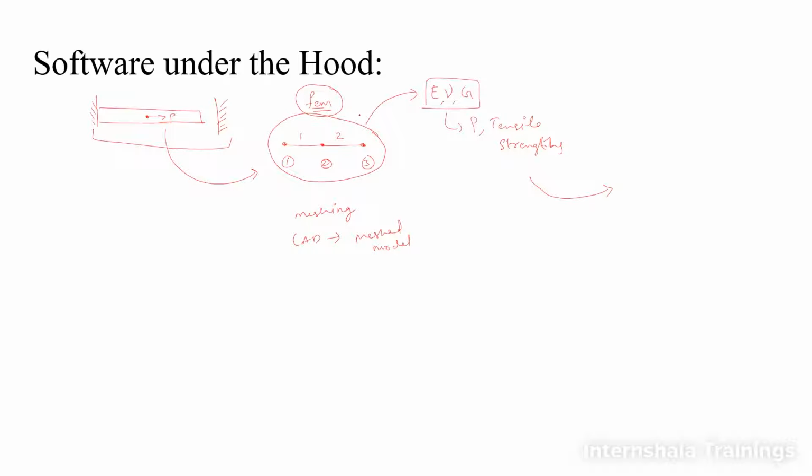For example, consider that this is a 1D model. In a 1D model, in addition to material properties, we also need to specify the area of cross section. So I am going to specify the area of cross section. Then once we have defined the material properties and the area of cross section, the next thing is to provide this problem with sufficient and accurate boundary conditions and loading conditions.